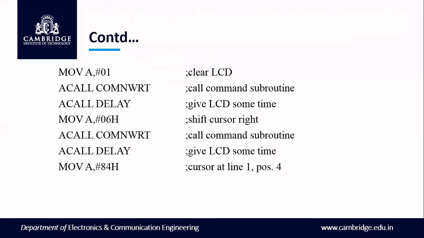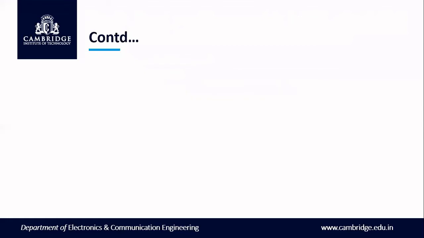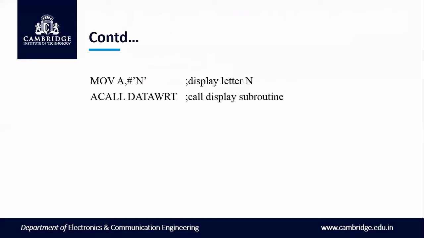Again, you will come back. Again, you are sending 84 as a command code to the LCD. So like this, you can initialize your LCD. Then you can write the data. So here, move n hash within single quote, 'N'. N is a letter. You are sending this letter. So this, we call it data.